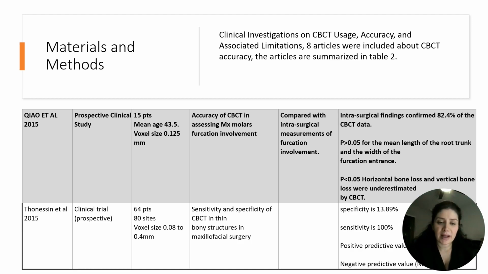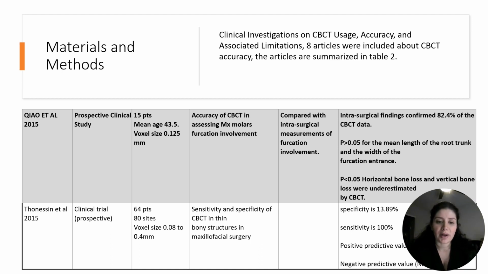Next, we will look at Kiao et al. in 2015, which was a prospective study with a voxel size of 0.25. It also compared the accuracy of CBCT in assessing maxillary molars furcation involvement with intrasurgical measurements. And he found that the intrasurgical findings confirmed 82.4% of the CBCT data.